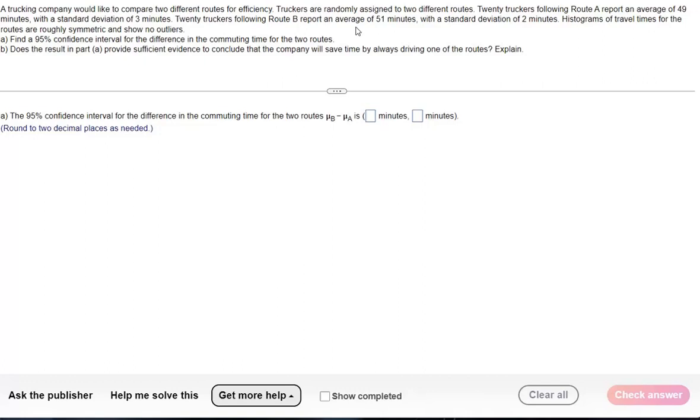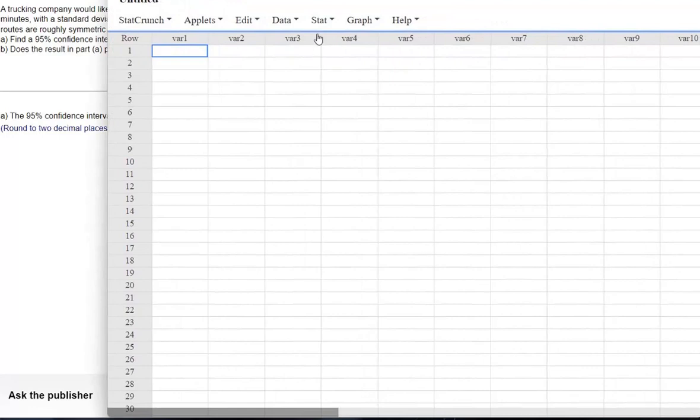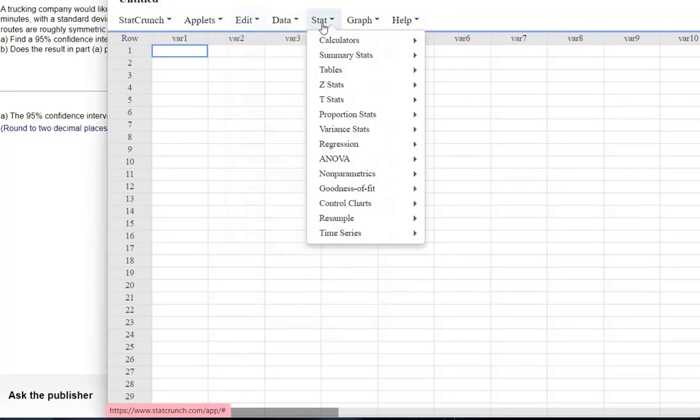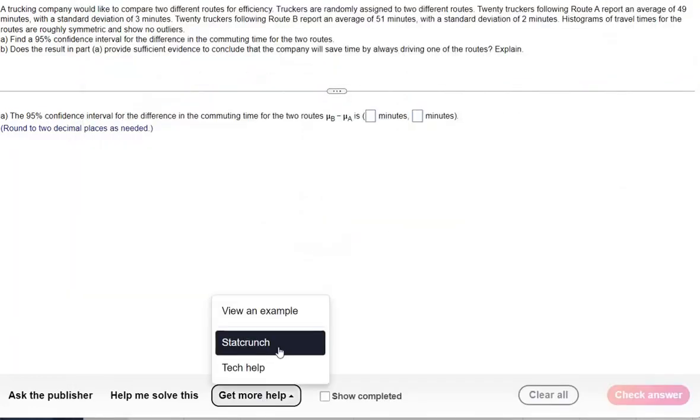This is not paired. Okay, for 49 minutes, standard deviation of 3, 51 minutes, standard deviation of 2. So they've given us a summary of the information, and then they asked us to construct a confidence interval for the difference. So let's see if I remember. If you want to do this in StatCrunch, which remember you can get by clicking Get More Help and then StatCrunch.